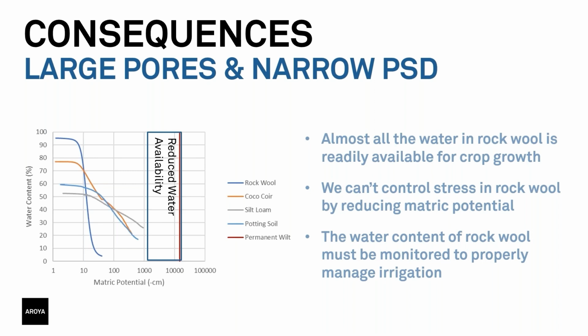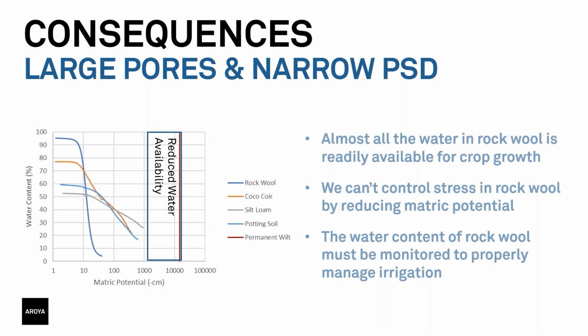The graph shows the permanent wilting point as the vertical red line at minus 15,000 centimeters or minus 1,500 kilopascals. The region in the box is the range of potentials where growth and then assimilation are affected. Growth first, and then as it gets drier, assimilation. If we look at the silt loam first, its water content is still 25% when growth starts to be affected, and it's 12% when it reaches the permanent wilting point.